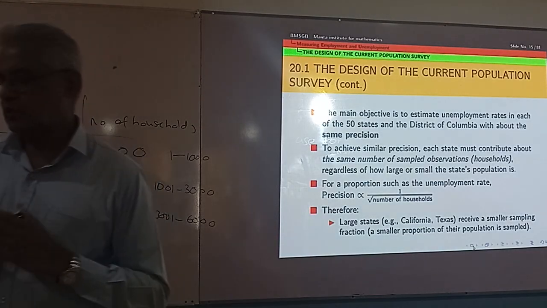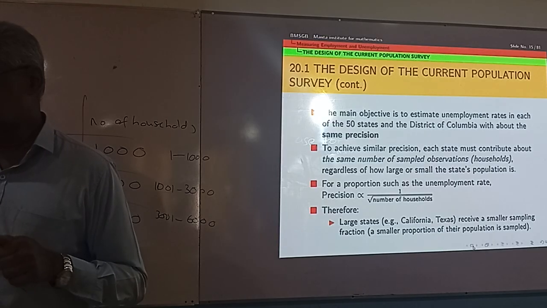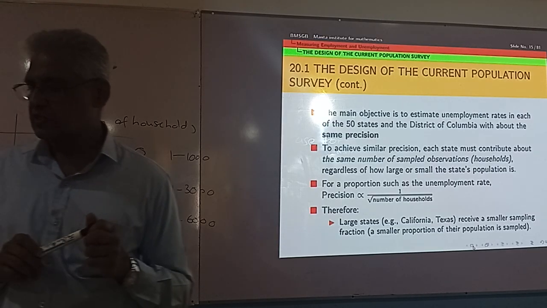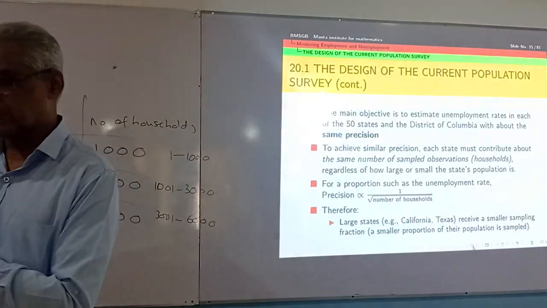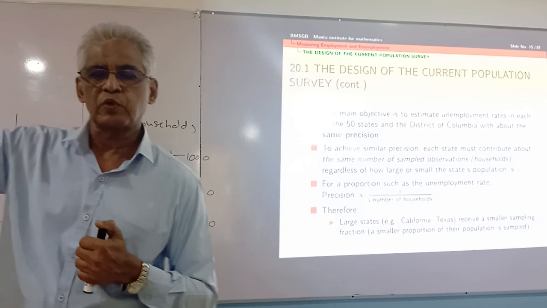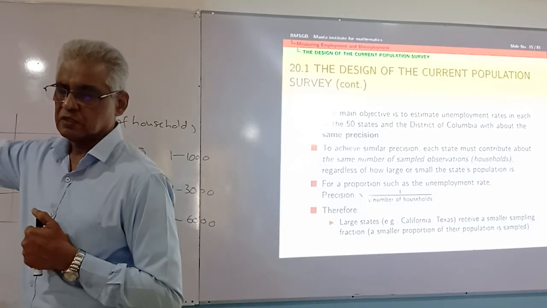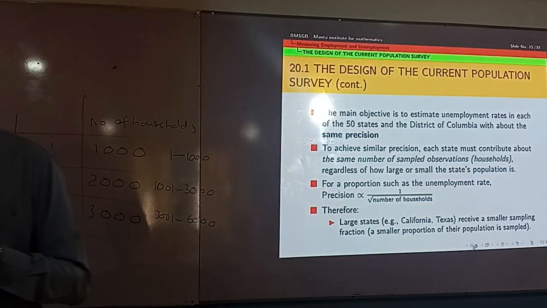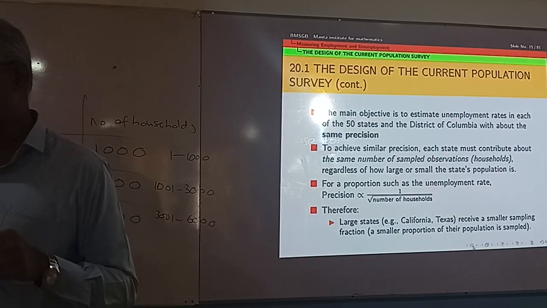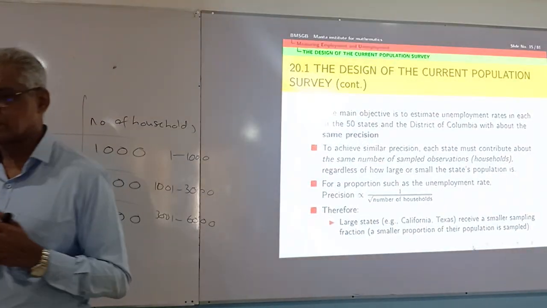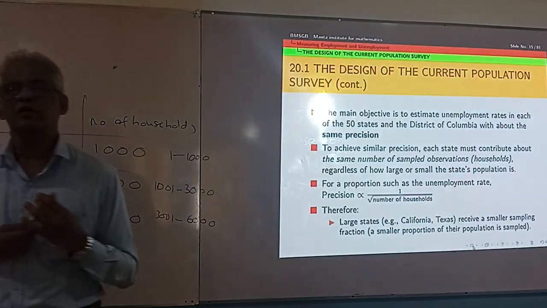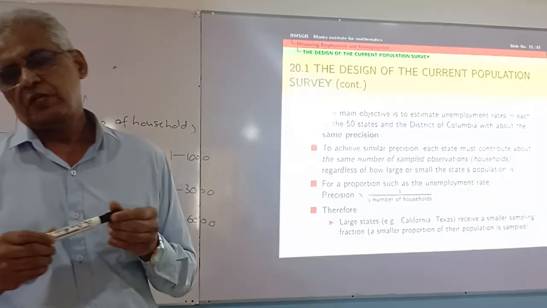The main objective of this survey was to estimate the unemployment rates in each of the 50 states separately. They wanted to say, okay, the unemployment rate in this state is this much, this state is this much, and so on. 50 values, plus the District of Columbia, which maybe is not a state, I don't know. With about the same precision. So that was a very specific objective.